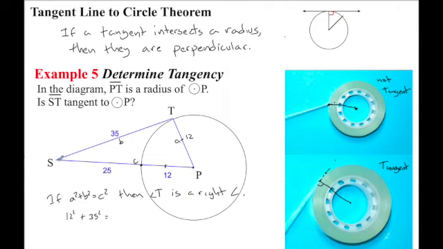And the C. Now, the C is the whole thing. 25 plus 12 equals 37. So this would be 37 squared. We have 1369 equals 1369. So therefore, T is a right angle. If we're going to answer the question, is ST tangent to P? Yes, we know because that's a right angle.